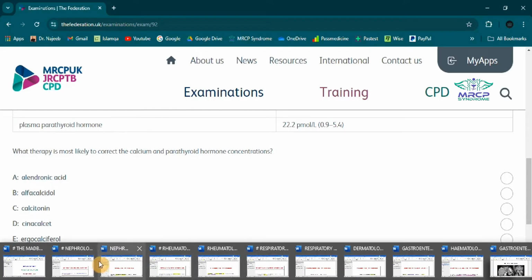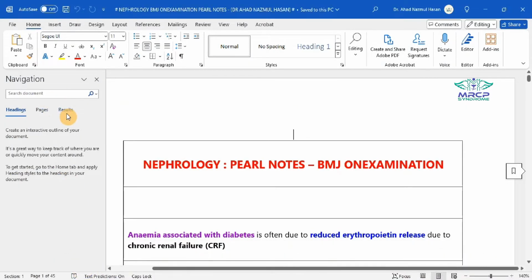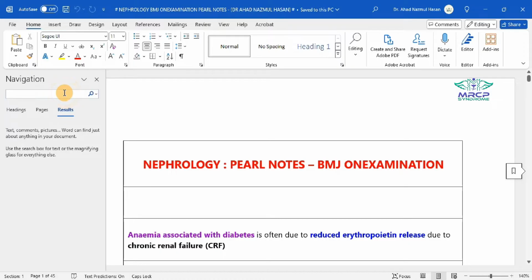What is the most common adverse effect of cinacalcet? Commonest adverse effect?